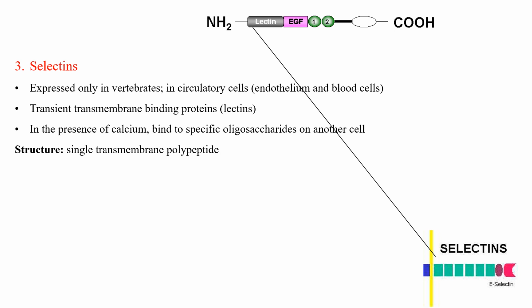Further, they are expressed only in vertebrates in circulatory cells, which are the endothelium and the blood cells. They are transient transmembrane binding proteins, known as lectins, and in the presence of calcium, they bind to specific oligosaccharides on another cell. And as already mentioned, its structure is very unique as it is a single transmembrane polypeptide.